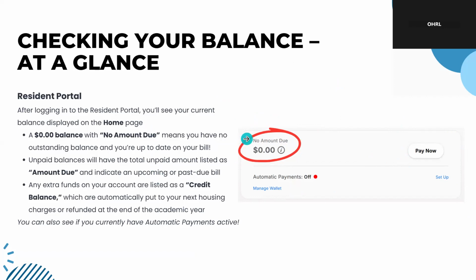What this looks like, and we'll break down the specifics here. It's going to display some information in words above the dollar amount here, and that's going to tell you the current payment status. So if you're seeing a $0 balance with no amount due, sure enough, that means you are all up to date on your bill and there is no amount due because you have $0 due. An unpaid balance would show a total listed as amount due here. So I'm going to cover up the no, and that's what it'll look like. And you will also see a dollar amount there reflecting the amount due at that time.